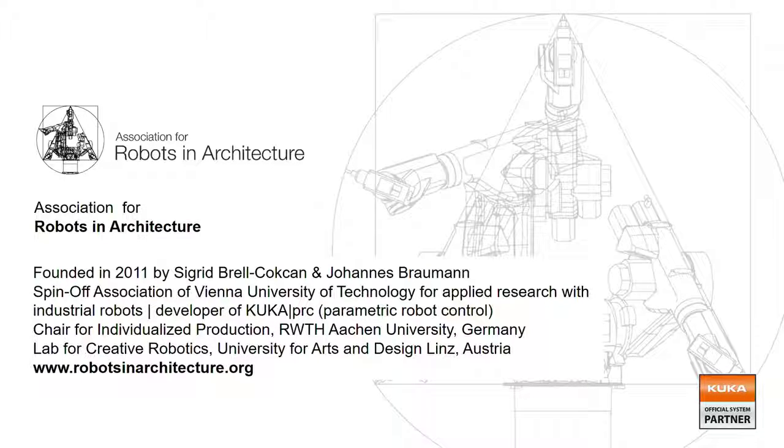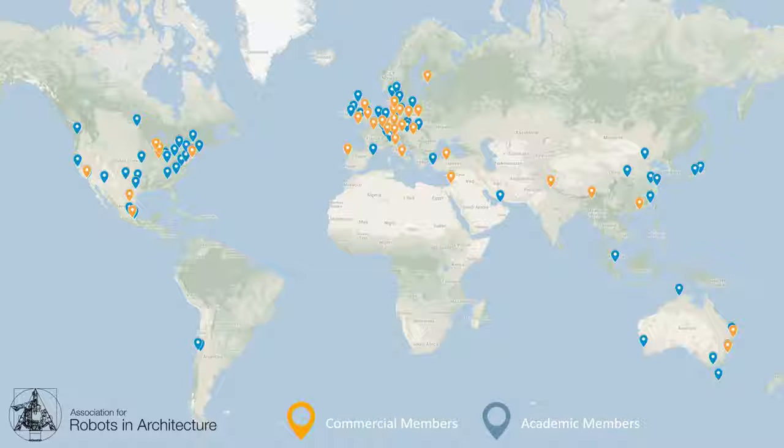So in 2011, we founded the Association for Robots and Architecture, at that time as a spin-off from TU Vienna. On the one hand, as a network of robot users, but on the other hand, also as a research institution. That has grown quite a lot since then. This is a map of the members. We now have about 100 university members worldwide. You see the hotspots where there currently is the most development, and also 50 commercial members, people who use our software for commercial purposes.